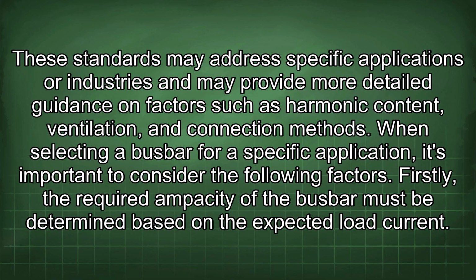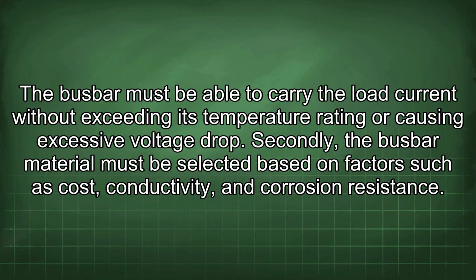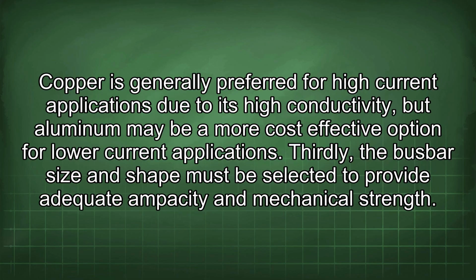Firstly, the required ampacity of the busbar must be determined based on the expected load current. The busbar must be able to carry the load current without exceeding its temperature rating or causing excessive voltage drop. Secondly, the busbar material must be selected based on factors such as cost, conductivity, and corrosion resistance. Copper is generally preferred for high current applications due to its high conductivity, but aluminum may be a more cost-effective option for lower current applications.